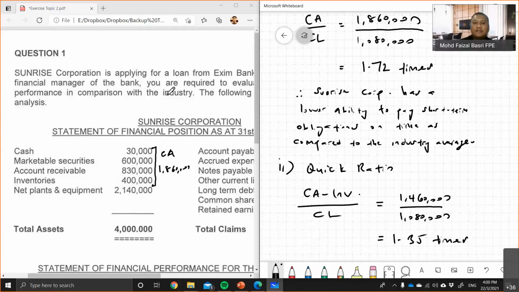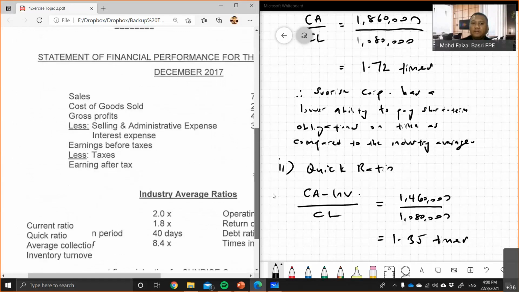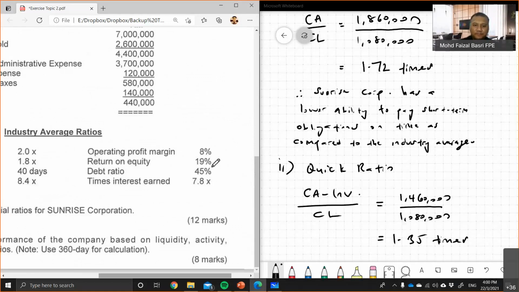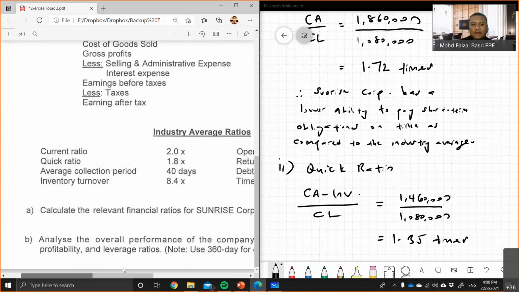Okay, so this is another hint. Katakanlah during the test or during the final, you cannot recall, dia punya answer ni will be in times or in percentage. If you are not sure, go back to the question. The question already indicates here either the answer in times, in days, or maybe in percentage. So you don't have to worry lah, we have some hint kat sini. So for quick ratio, the answer also in times, and industry average is 1.8.